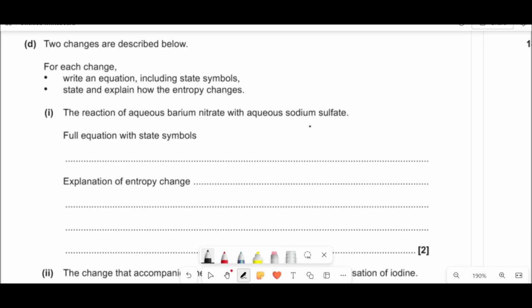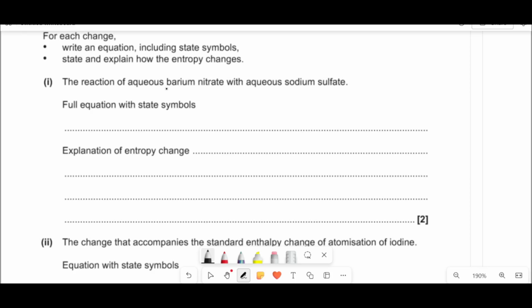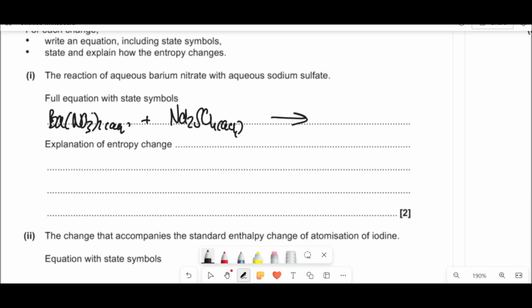So 2 changes are described below. For each change, write an equation including state symbols and explain how the entropy changes. So it's the reaction of barium nitrate with aqueous sodium sulfate. So in this case, we're going to write down what you know you're reacting. So Ba(NO3)2 aqueous, because they've told you it's that, plus aqueous sodium sulfate. So Na2SO4 aqueous gives you, and you need to think what we're going to make. Barium, chloride, nitrate and stuff like that, plus a sulfate should scream to you that you're making barium sulfate.